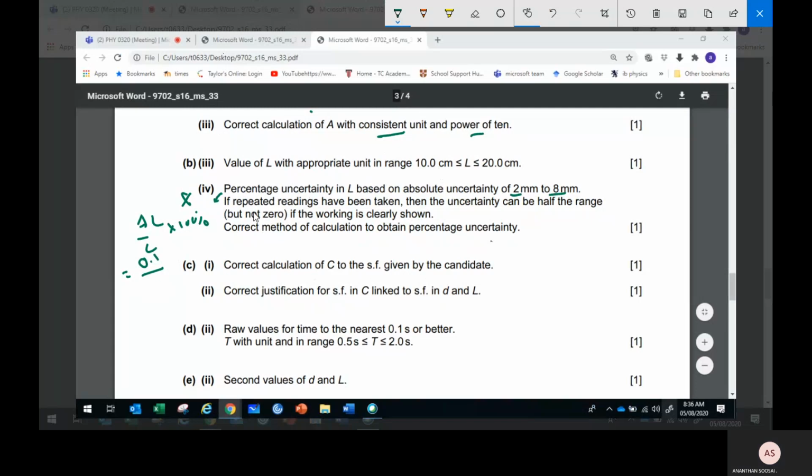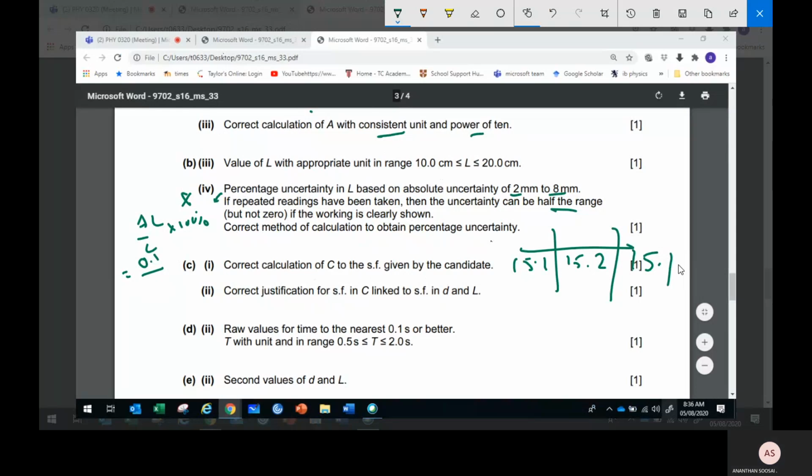This one. If repeated reading have been taken, then the uncertainty can be half of the range. Half of the range of the value. If you repeat it. As I told you, all raw data must be repeated. L do you repeat on top? So you repeat. Okay, let's say you repeat. Let's say L, for the case of L, you got how much? 15.1, 15.2, let's say. So average is 15.1, right?